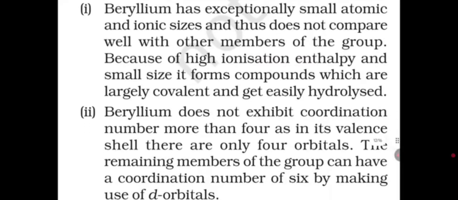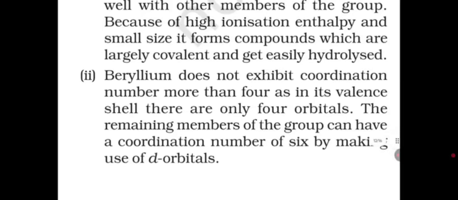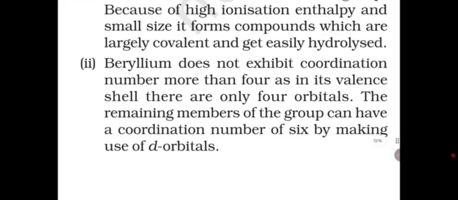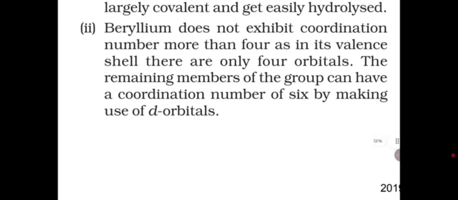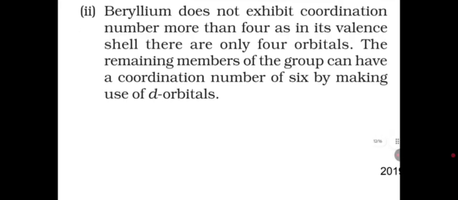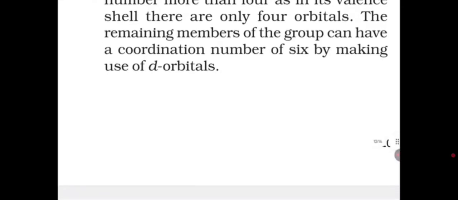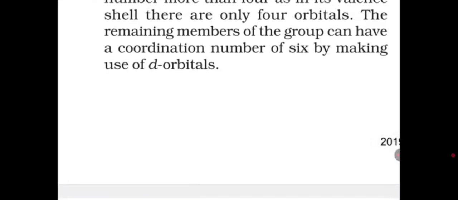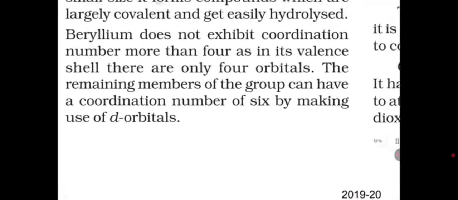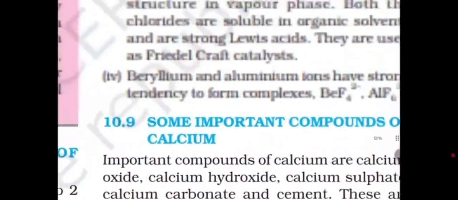Firstly, beryllium has exceptionally small atomic and ionic size and thus does not compare well with other members of the group. Because of high ionization enthalpy and small size, it forms compounds which are largely covalent and gets easily hydrolyzed. Secondly, beryllium does not exhibit coordination number more than 4, as in its valence shell there are only 4 orbitals. The remaining members of the group can have a coordination number of 6 by making use of d orbitals.